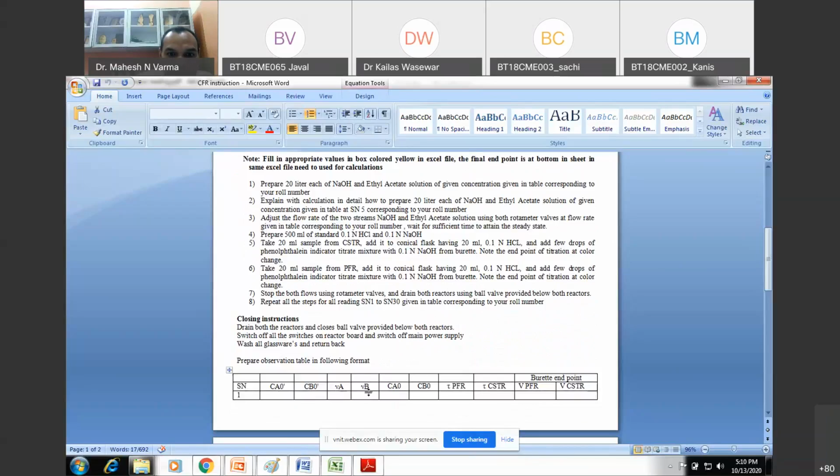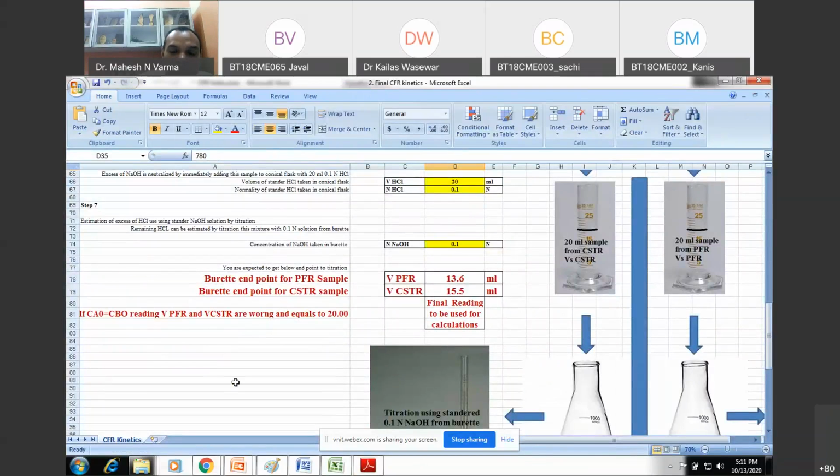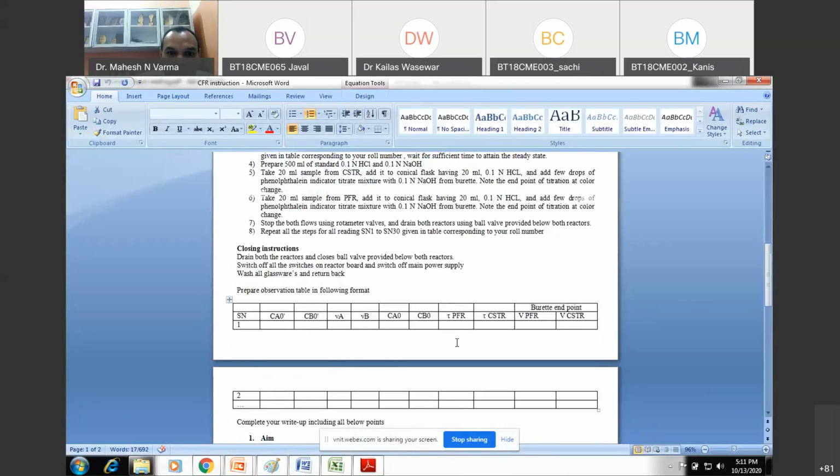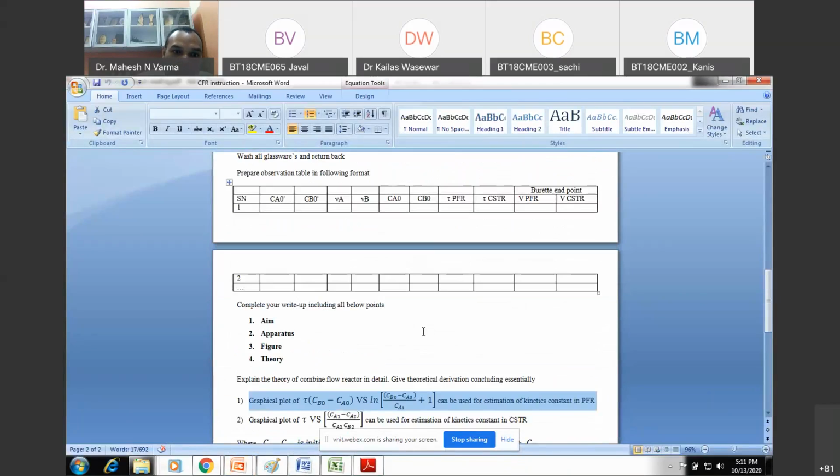Then this is given to you: CA0, CB0, nu A and nu B. Now you estimate CA0, CB0. What is tau PFR, tau CSTR? Then VPFR, the burette endpoint for PFR, and the burette endpoint for CSTR. Using this, you will get endpoints for all 30 points. This is your observation table, and you need to use this for calculation and complete the write-up with all these points: aim, apparatus, figure, theory.